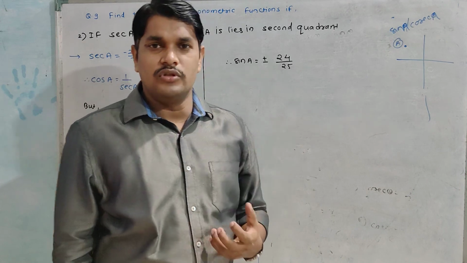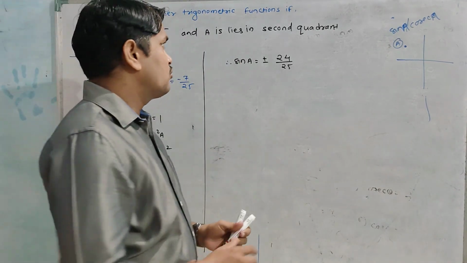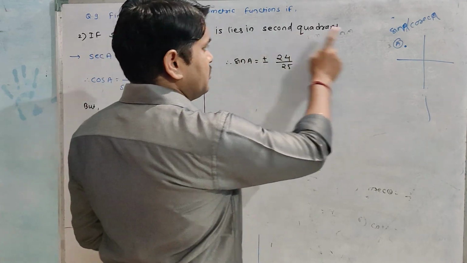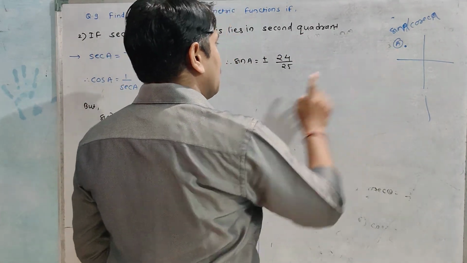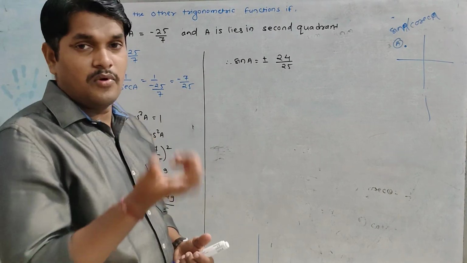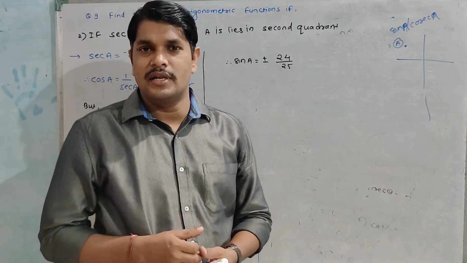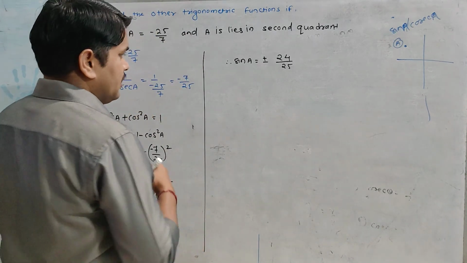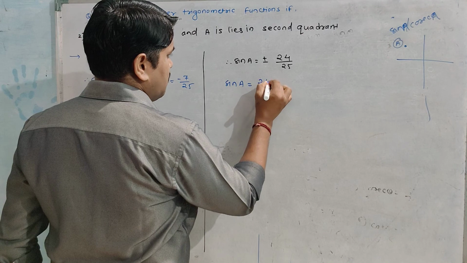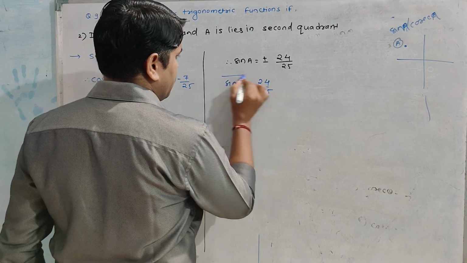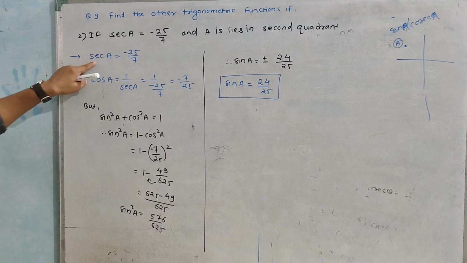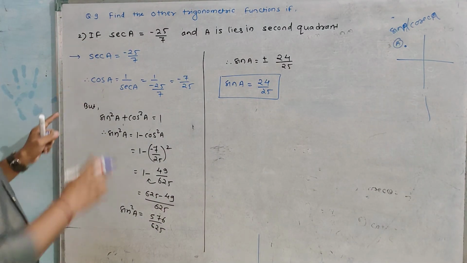Now which one should we take? Here the condition is given: A lies in the second quadrant. So in the second quadrant sin is positive. In the previous problem, in the third quadrant sin was negative. So we can take the positive value: sin A is equal to plus 24 upon 25. Understood? For cos A, we did not apply the condition.